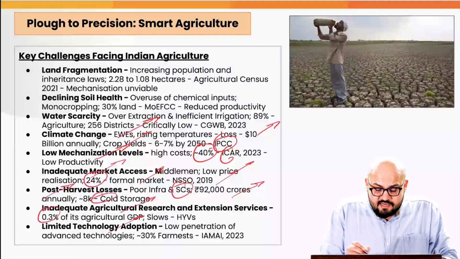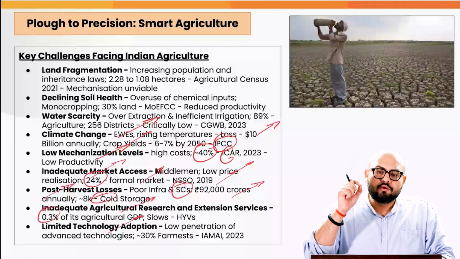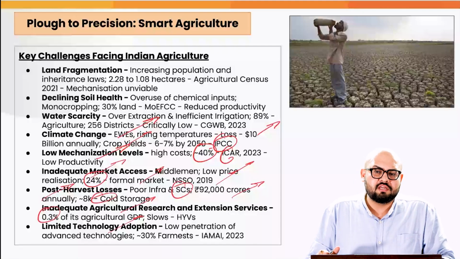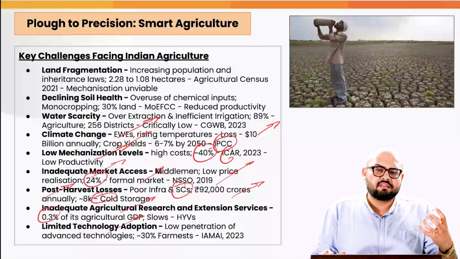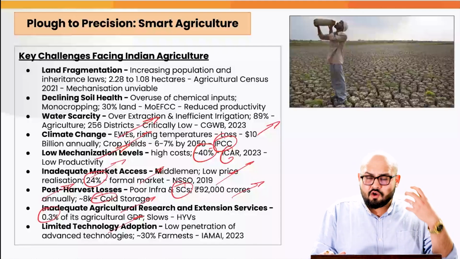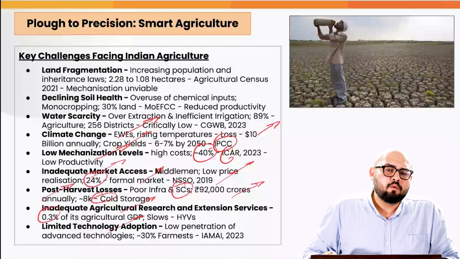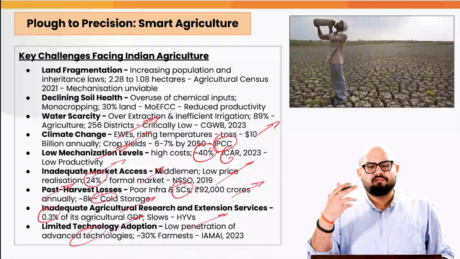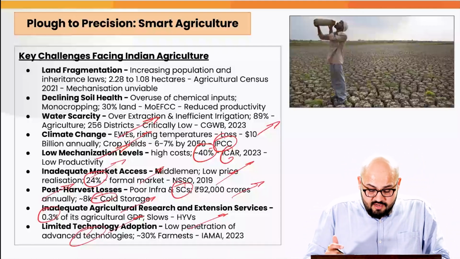Next, we have limited technology adoption. We are not using technology effectively. Because of the high cost of the technology involved, and because the majority of farmers in the country have very low incomes, right? So there is low penetration of advanced technologies, be it artificial intelligence or Internet of Things, right?